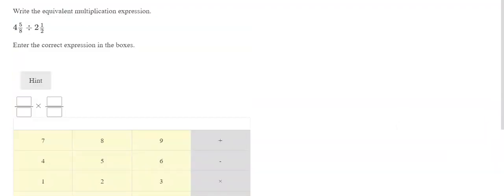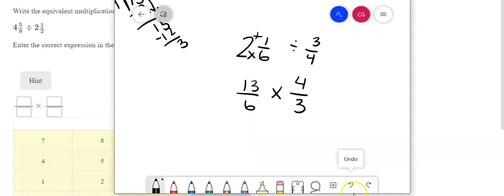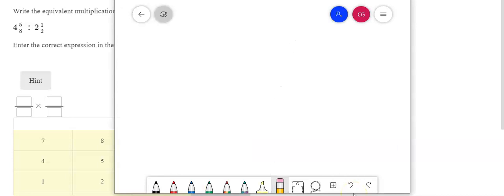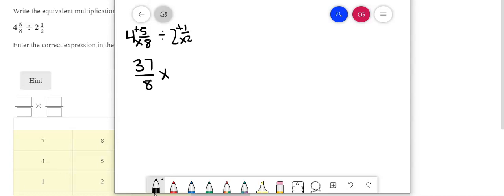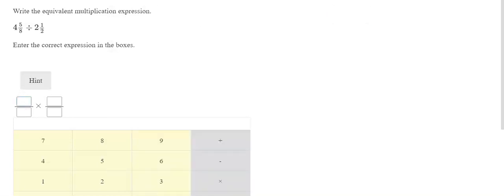15. We're going to do the same type of thing here. I'm going to write it out so we have a visual of what's going on. 4 and 5/8 divided by 2 and 1/2. 4 times 8 is 32 plus 5 is 37 over 8. Division changes into multiplication. 2 times 2 is 4, plus 1 is 5. This is 5 over 2, and then we're going to flip it to 2 over 5. So 37 over 8 times 2/5.